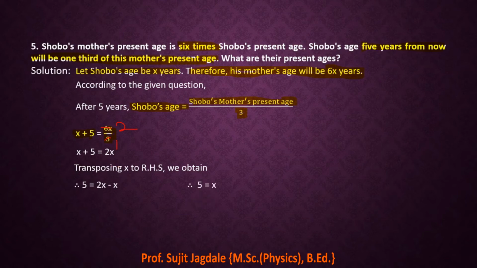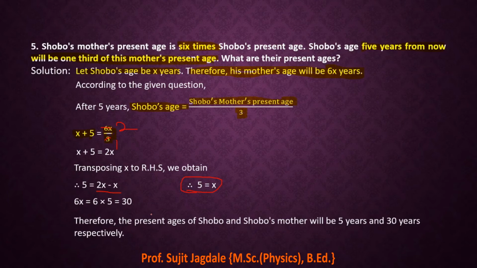x is equal to 5 because 2x minus x is going to be x. So therefore we are getting directly the value of x, which is the present age of Shobo. So Shobo's age is going to be 5 years and his mother's age will be 6x. That means 30 will be the age of his mother. So in this way we can calculate the ages of both.